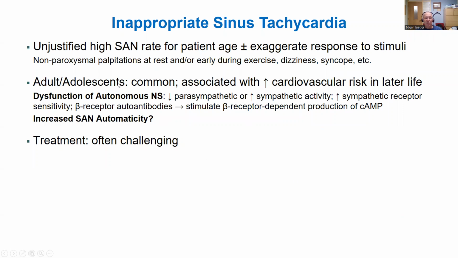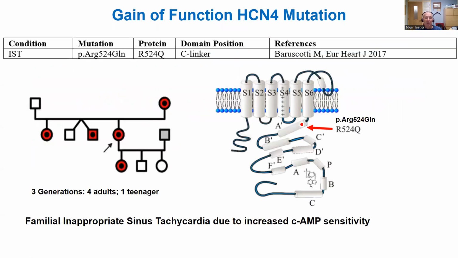Most commonly, this is diagnosed in adolescents and adults, associated with an increased cardiovascular risk, and it's supposedly related to some dysfunction of the autonomous nervous system. Also increased sinonodal activity has been blamed for this. Treatment can be challenging. Now, the one mutation that was detected, the HCN4 mutation, was reported by Baruscotti et al. in European Heart Journal in 2017.